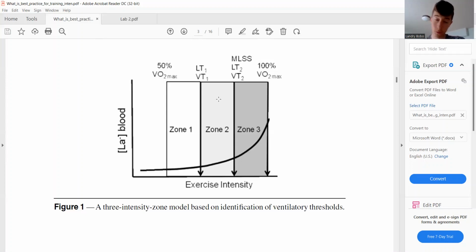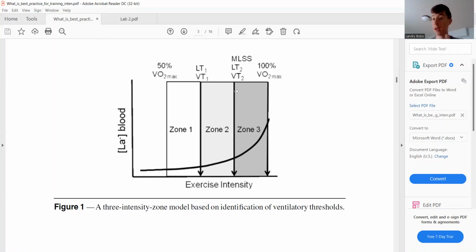And then we have our lactate threshold here. This is where you would get into your VO2 max zone. So why is it better to train in zone three than it is to train in zone two?